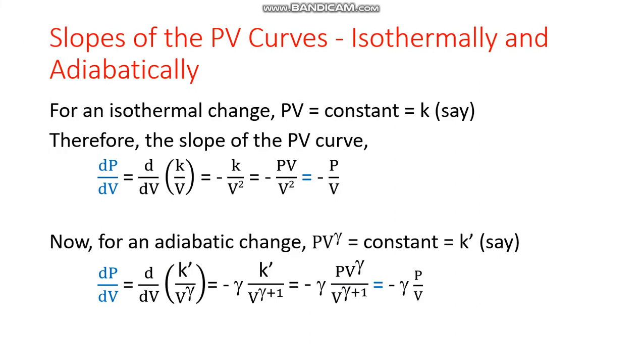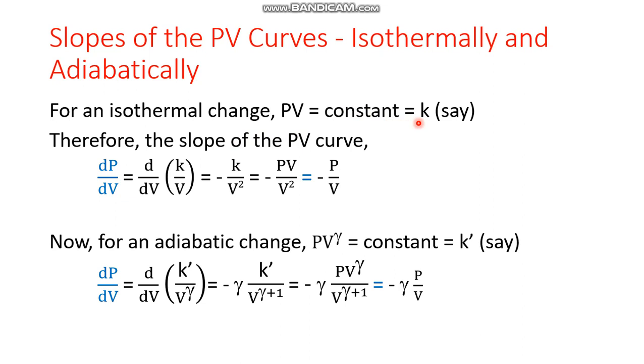First, the slopes of the PV curves. In case of isothermal expansion, these curves are called isotherms. And what is the value of the slope for adiabatic expansion of ideal gas? Let's find it out. In case of isothermal change, PV equals a constant, let us say it is equal to K. So what should be the slope of the PV curve?